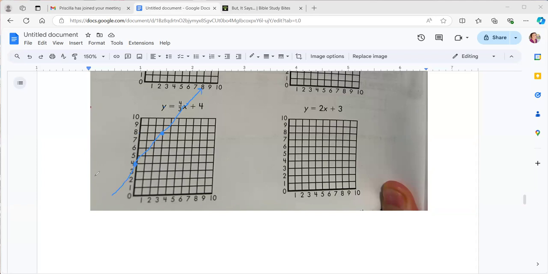That's what your graph looks like. So I hope that's what you drew. Good job if you got that. And if not, we'll just keep trying. We'll keep practicing. Okay, our last one.